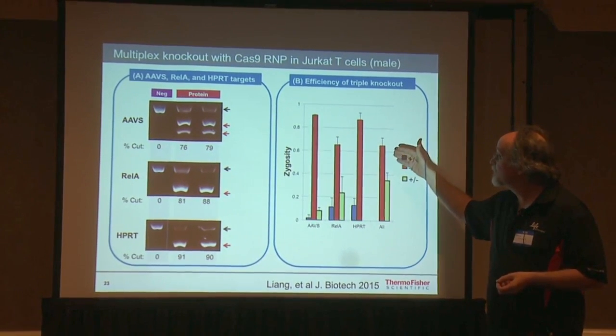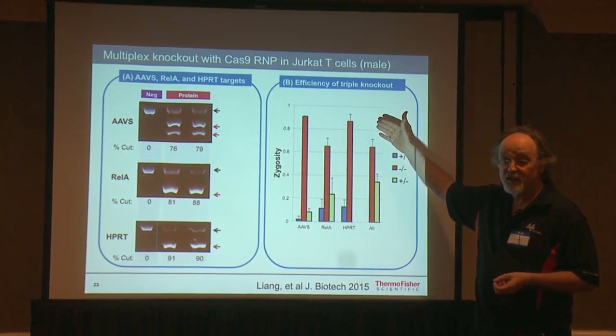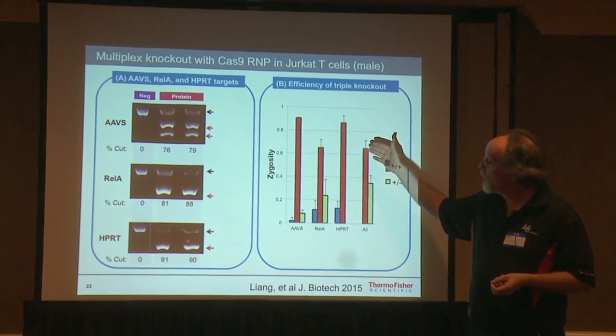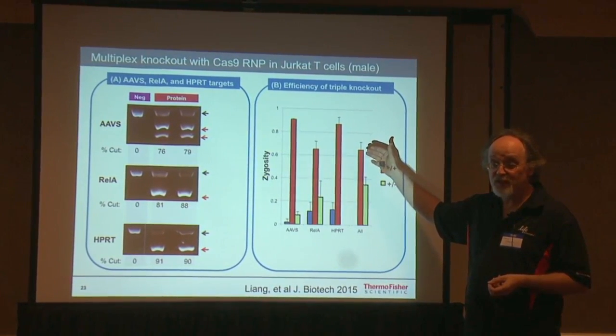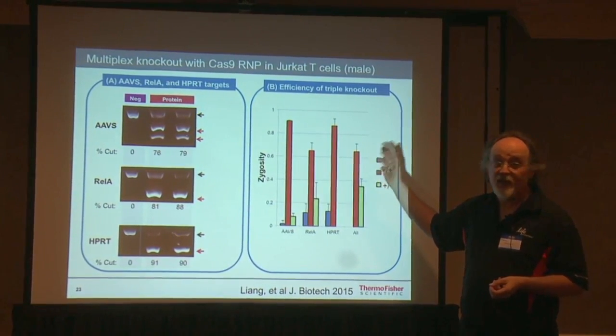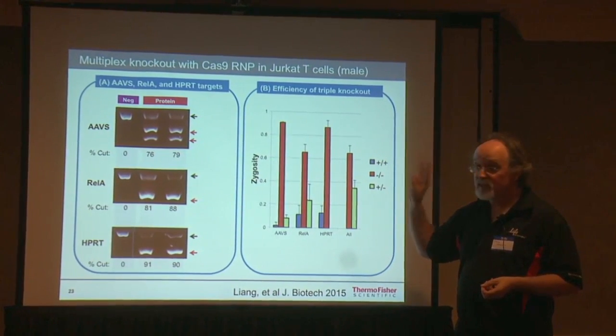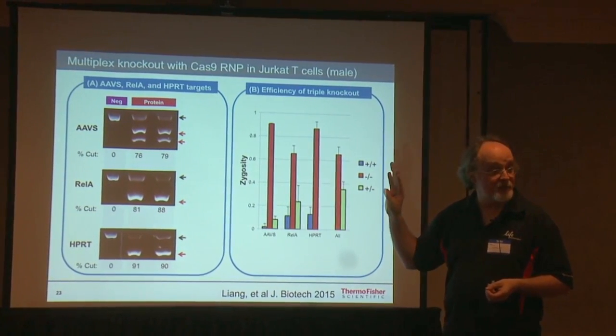You're looking at between a 60% and a 90% knockout for each one of these individual genes hit by this technology. And remember, this is all done in the same test tube at the same time.